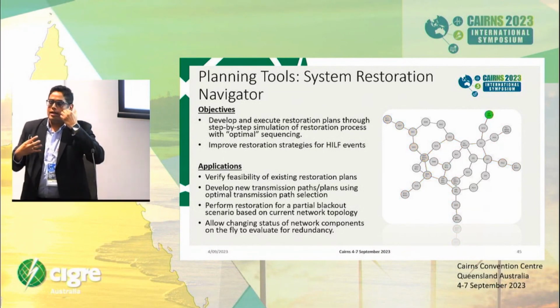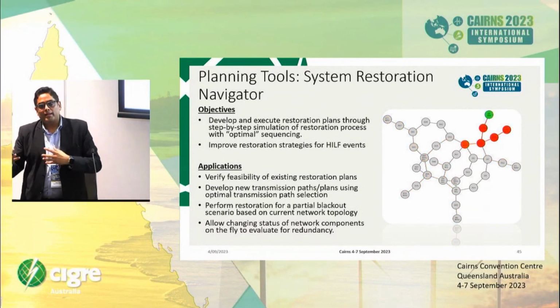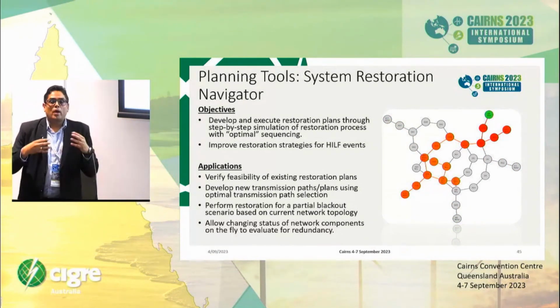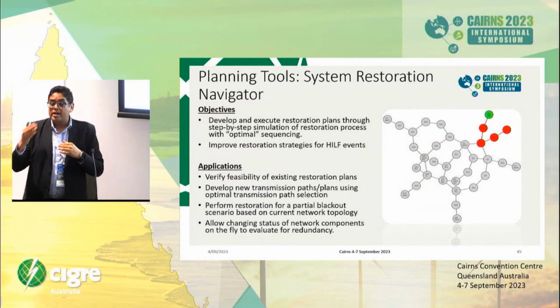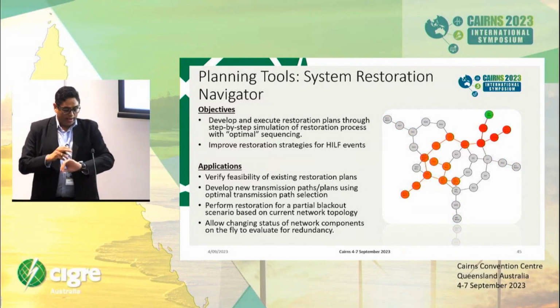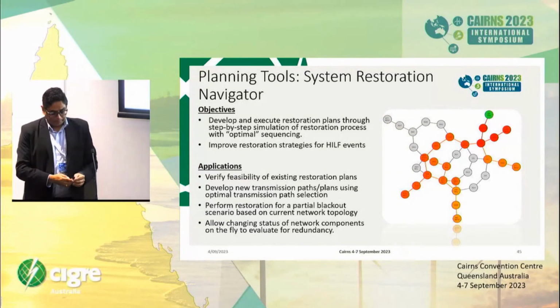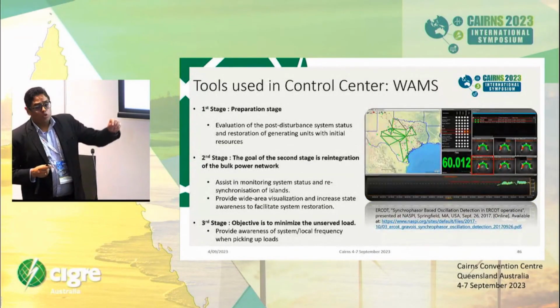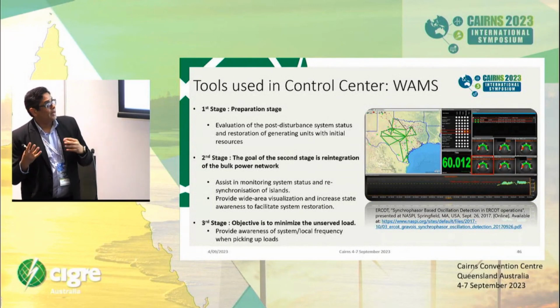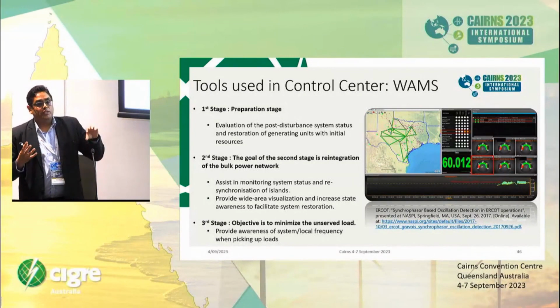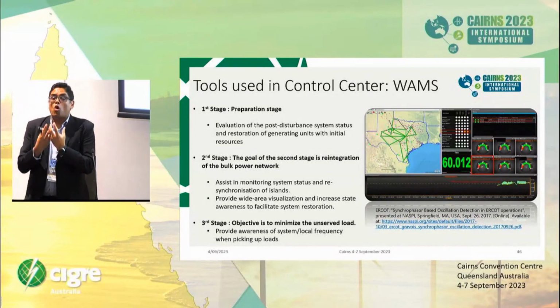So it's basically an optimal cranking path selection tool, which can help you not just develop alternate strategies, but also plan redundancy in your system, which we have seen is a very important thing to have. So those three were the planning tools to help you do restoration planning. I want to talk next, on this slide, about tools which are available to operators.